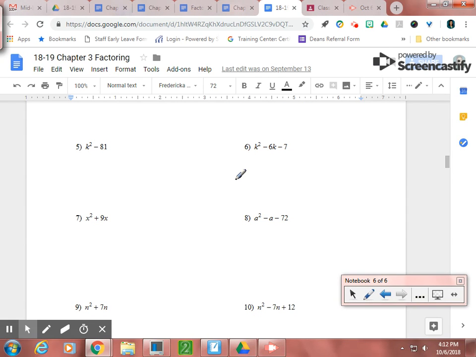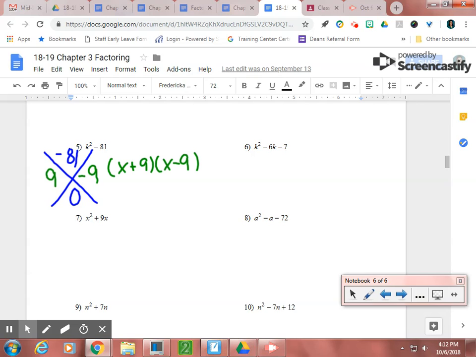Okay, same thing here. It has to multiply to negative 81 and add to 0 because there is no b value. Well, things that add up to 0 right away are going to be the same number with opposite signs. That's your goal, is to get the same. Well, 9 and 9, so a positive and a negative. So x plus 9 and x minus 9. Looking at this one, it multiplies to negative 7 and adds to negative 6. What does that? Well, the only things that multiply to 7 are 7 and 1. How do I get it to be negative 6? By making the 7 negative. So x minus 7 and x plus 1.